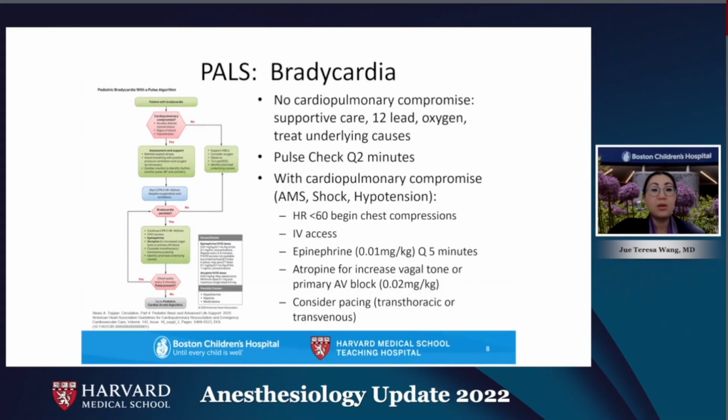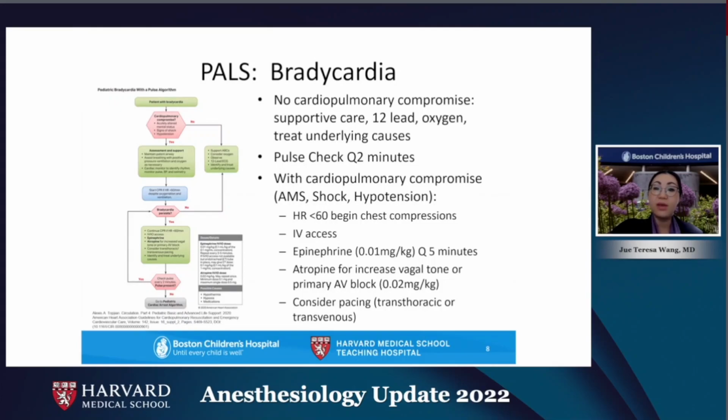If, however, the patient has been determined to have cardiopulmonary compromise, such as altered mental status, shock, or hypotension, or if the heart rate is less than 60 beats per minute, begin chest compressions immediately. Obtain IV access or IO access if IV access is not available. At this point, epinephrine at a dose of 0.01 milligrams per kilogram should be given every 5 minutes.